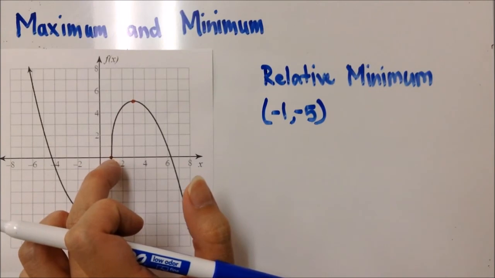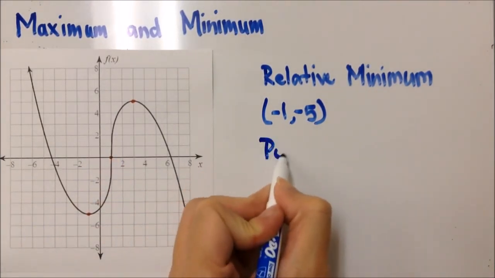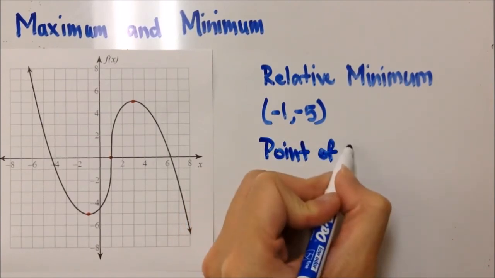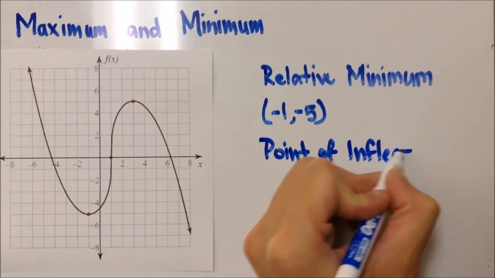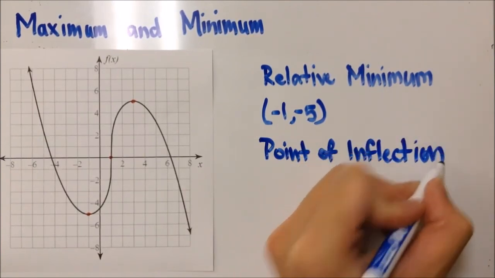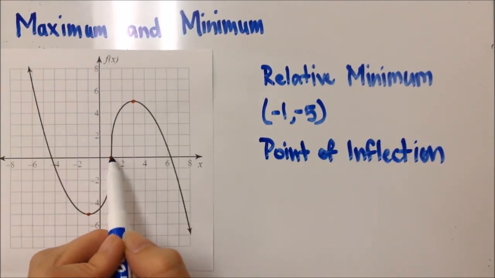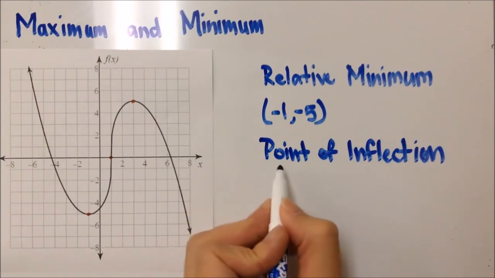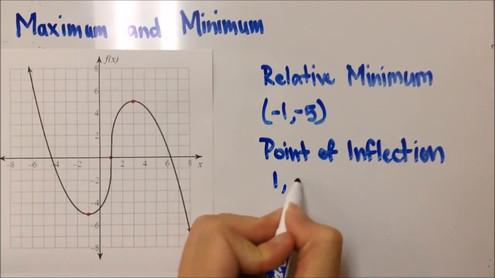Now next is the point of inflection. So I'm going to write it right here. Point of inflection. And again, it's the same thing, a coordinate point. So x is 1, and then y is 0. So our coordinate point for point of inflection is 1, 0.